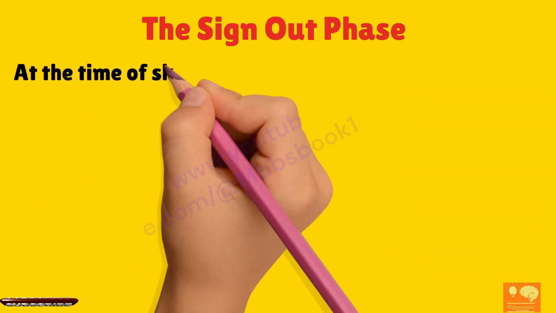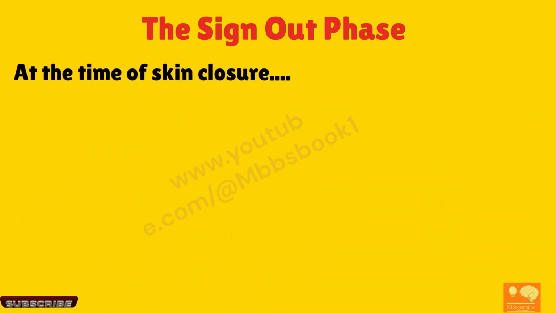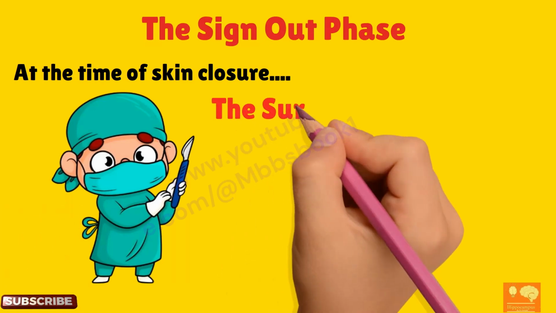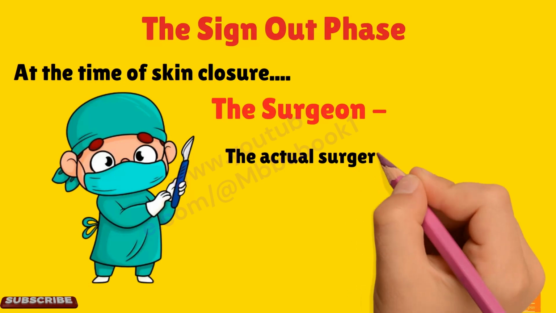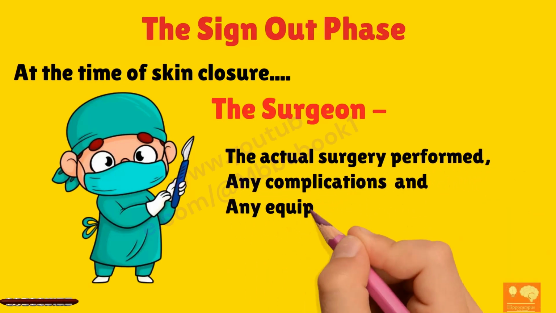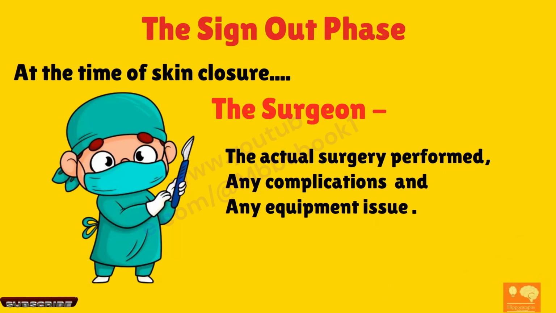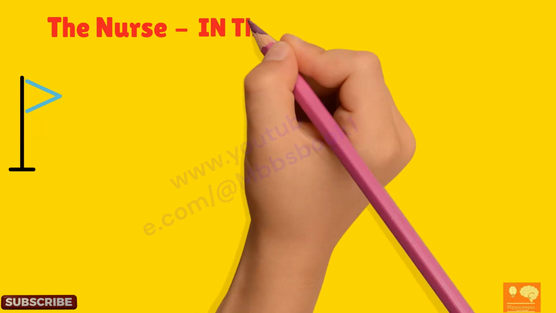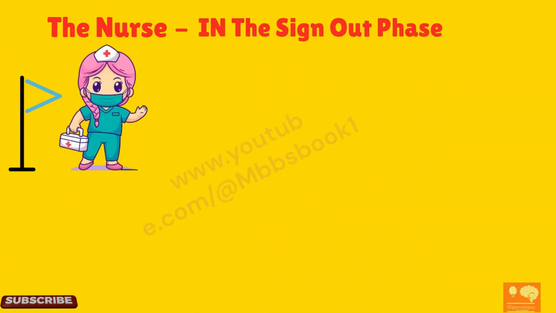The sign-out phase is at the time of skin closure. Now in the sign-out phase, what is the role of the surgeon? The surgeon is asked what the actual surgery performed was, any complications, and any equipment issue which they faced during surgery. So all this is asked from the surgeon. The nurse has a very important role in the sign-out phase. The nurse is asked whether all the gauze pieces and equipment are counted for.